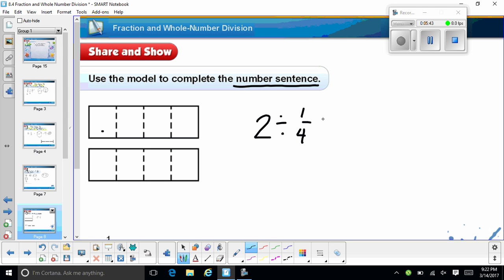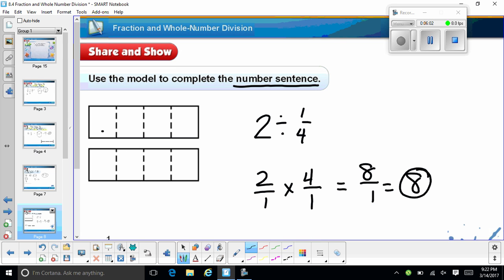If I go ahead and do the keep, change, flip, I now have a multiplication sentence that relates to my division sentence. And so I would have 8/1, which equals 8. And I know this is correct because I have a total of 8 pieces. 1, 2, 3, 4, 5, 6, 7, 8.